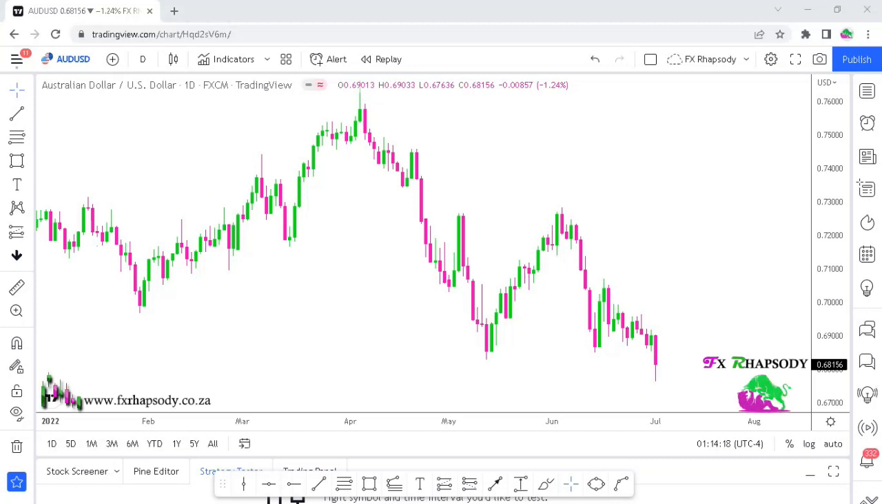Today we're going to be doing analysis on the Australian dollar, US dollar, and then also the US dollar, Canadian dollar.